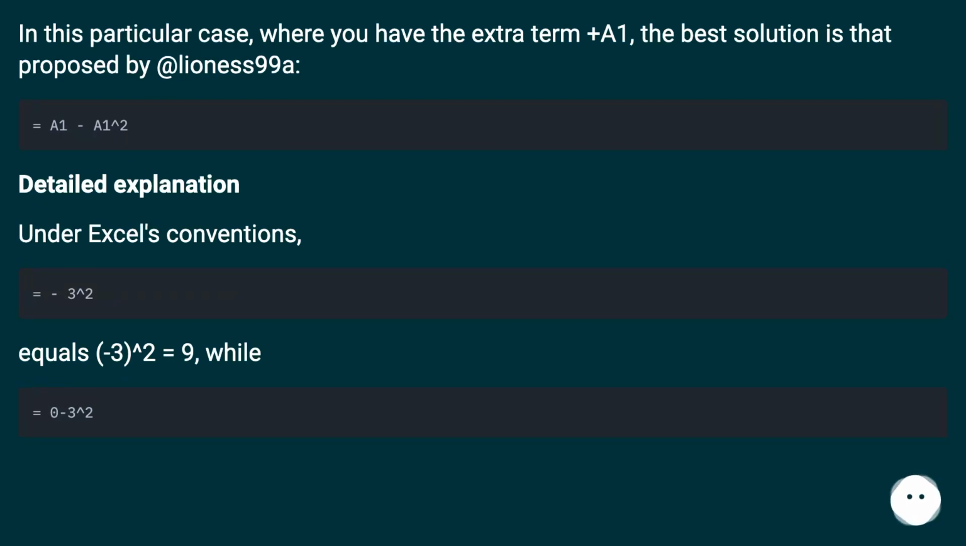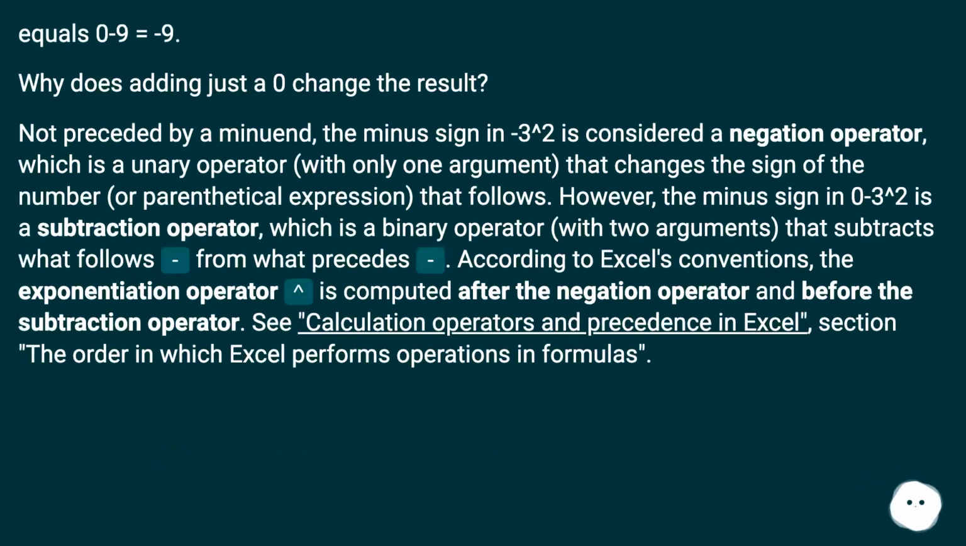Detailed explanation. Under Excel's conventions, =-3^2 equals 9, while =0-3^2 equals 0 minus 9, which is equal to -9. Why does adding just a 0 change the result?